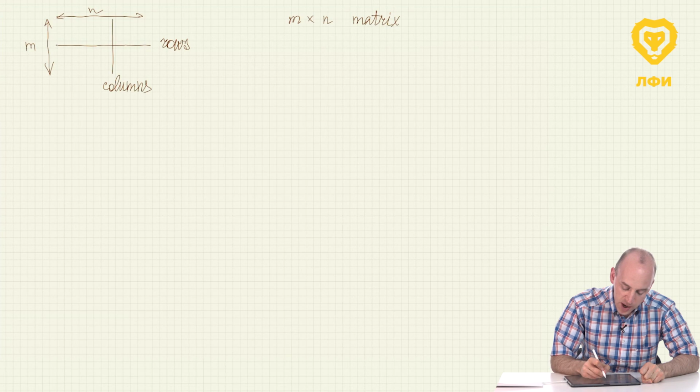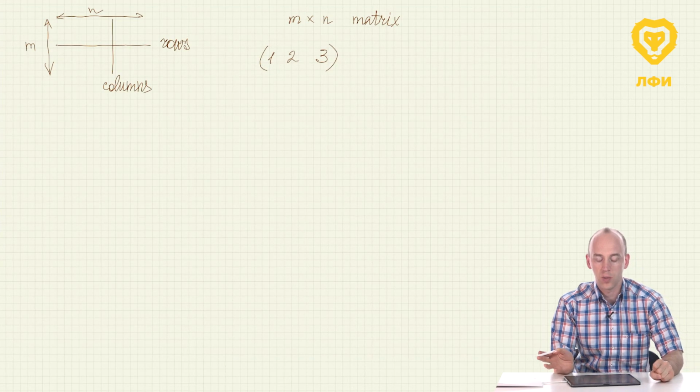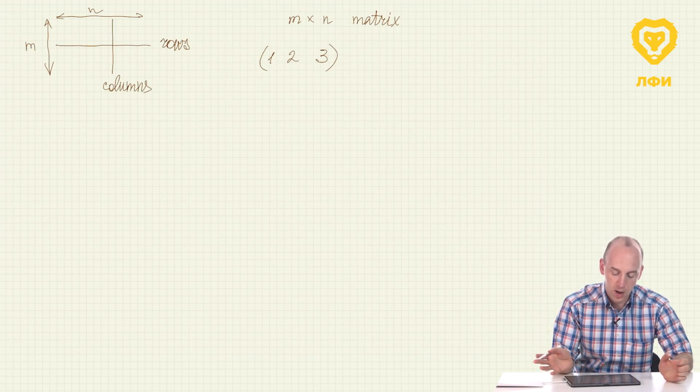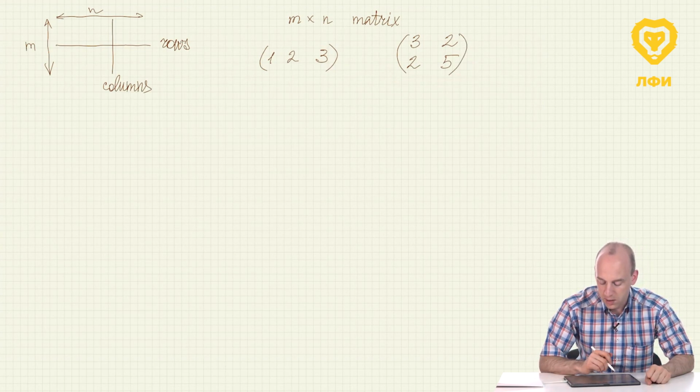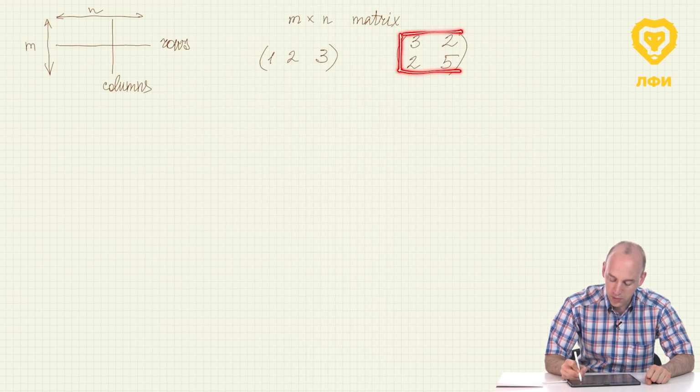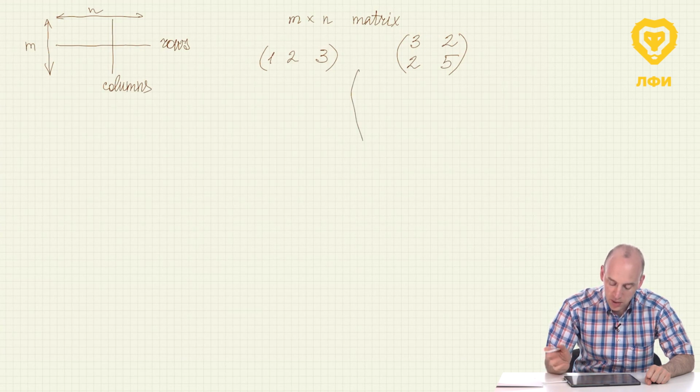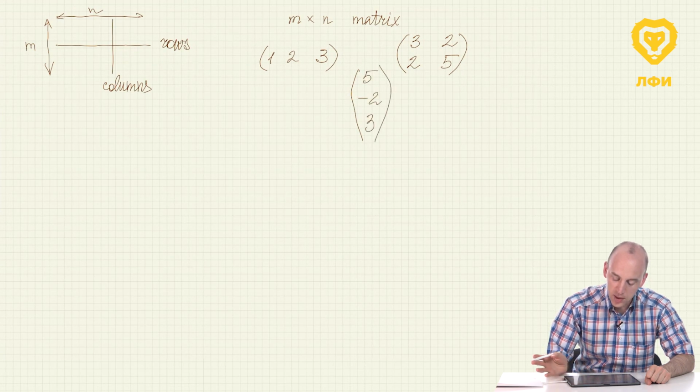An example of a matrix can be like 1, 2, 3. It is a matrix that has only one row in it. One row and 3 columns. So each of the columns consists of one number only. We can consider a matrix like 3, 2, 2, 5, and it is a 2 by 2 matrix. It is also called a square matrix, for it is represented by a square 2 by 2. We can have a matrix that is just one column, like 5, minus 2, 3. It is a column matrix.